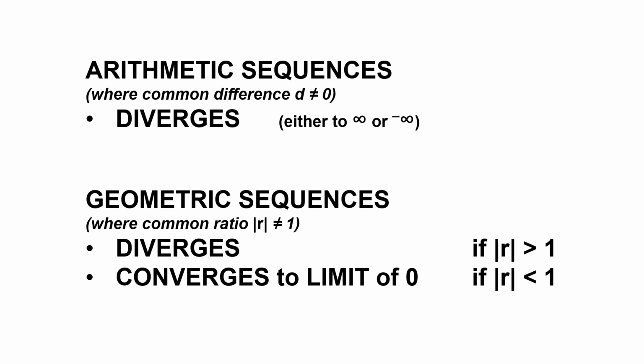On the other hand, if you have a common ratio whose absolute value is less than 1, meaning it falls between negative 1 and 1, but remember we're ignoring the endpoints, numbers like negative 3/4, positive 2/5, 0.6, negative 0.1, they will all converge to a limit of 0. So to summarize, if you have an arithmetic sequence, tell me it diverges. It might go to infinity, it might go to negative infinity, just tell me it diverges. When it comes to geometric, look at the common ratio, and then tell me it either diverges or it converges to a limit of 0.